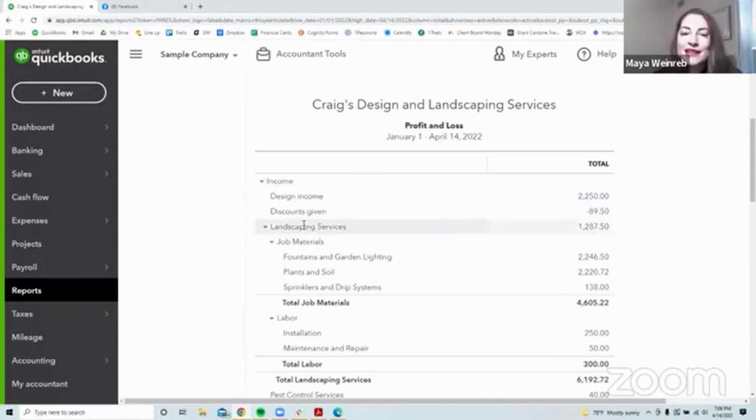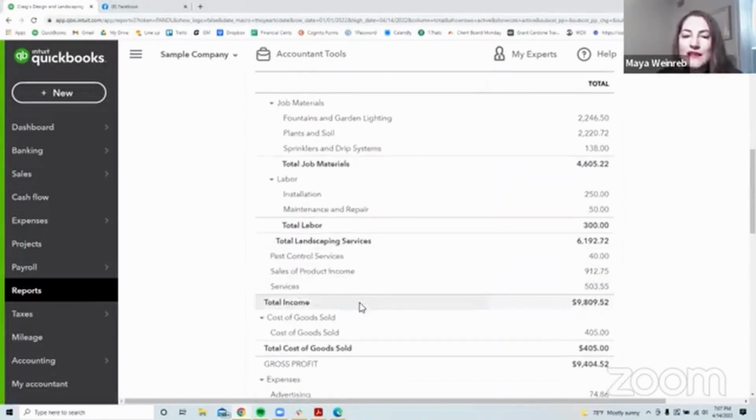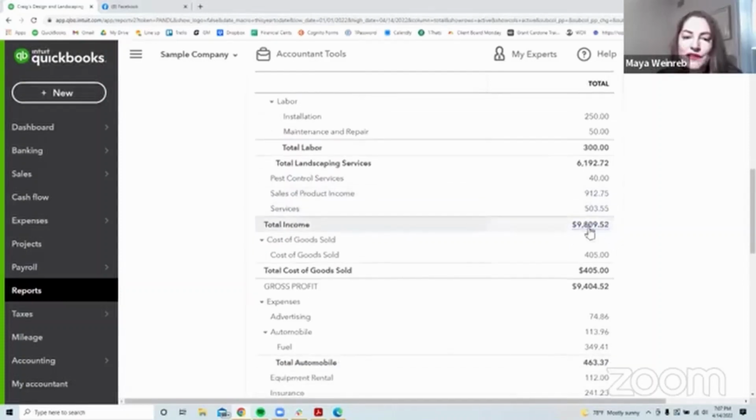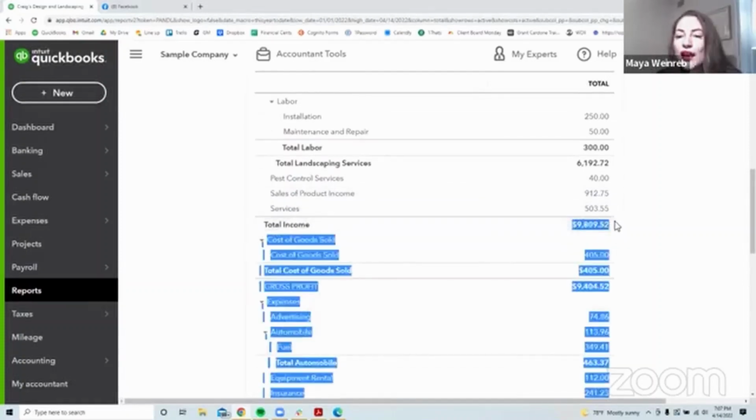Now he has landscaping services, and then as a sub account of that, he's got job materials, and then this is income from these job materials. So this is job materials income. And then he's got labor income. This isn't necessarily the way I would design my income, but this is just a sample company. So he's got pest control services, other random services, and then his total income.